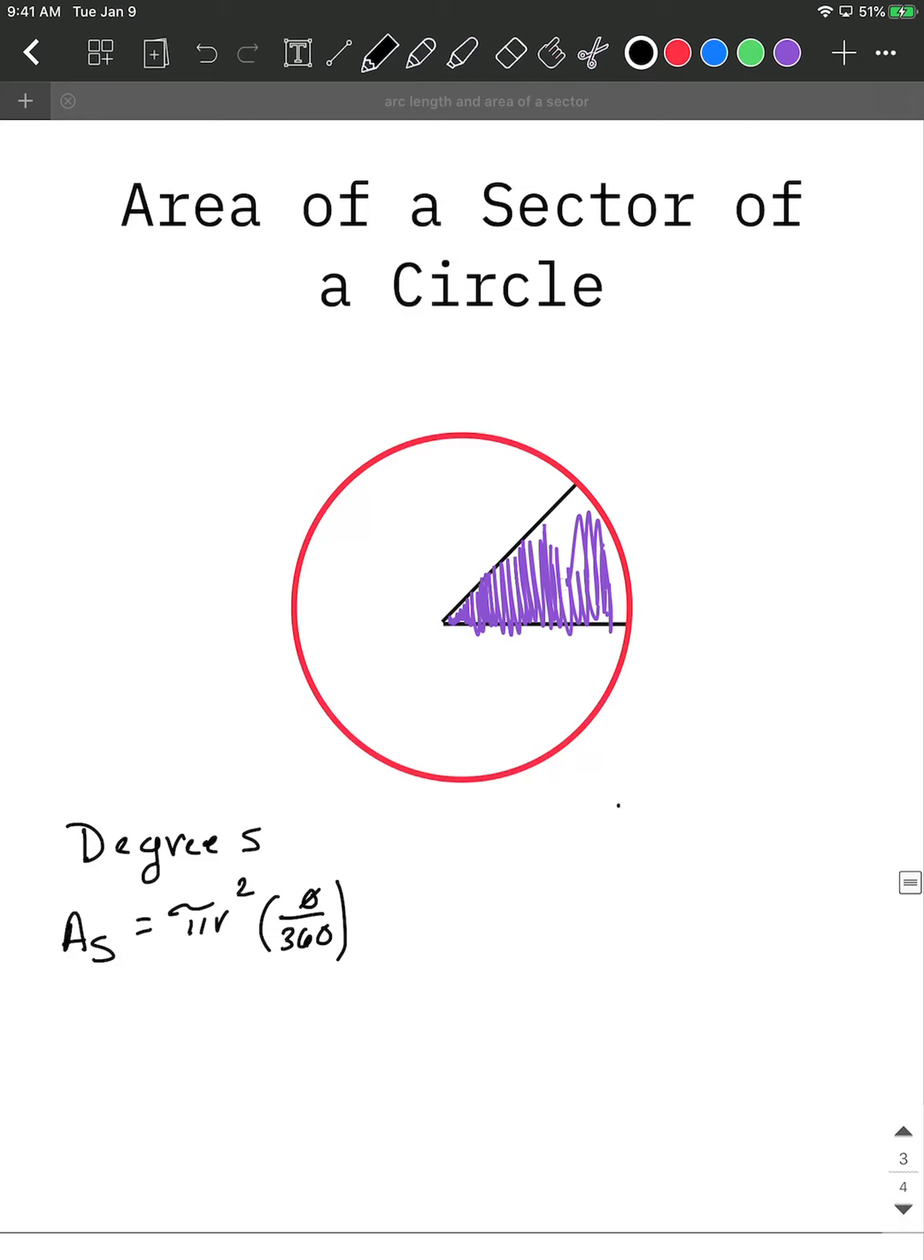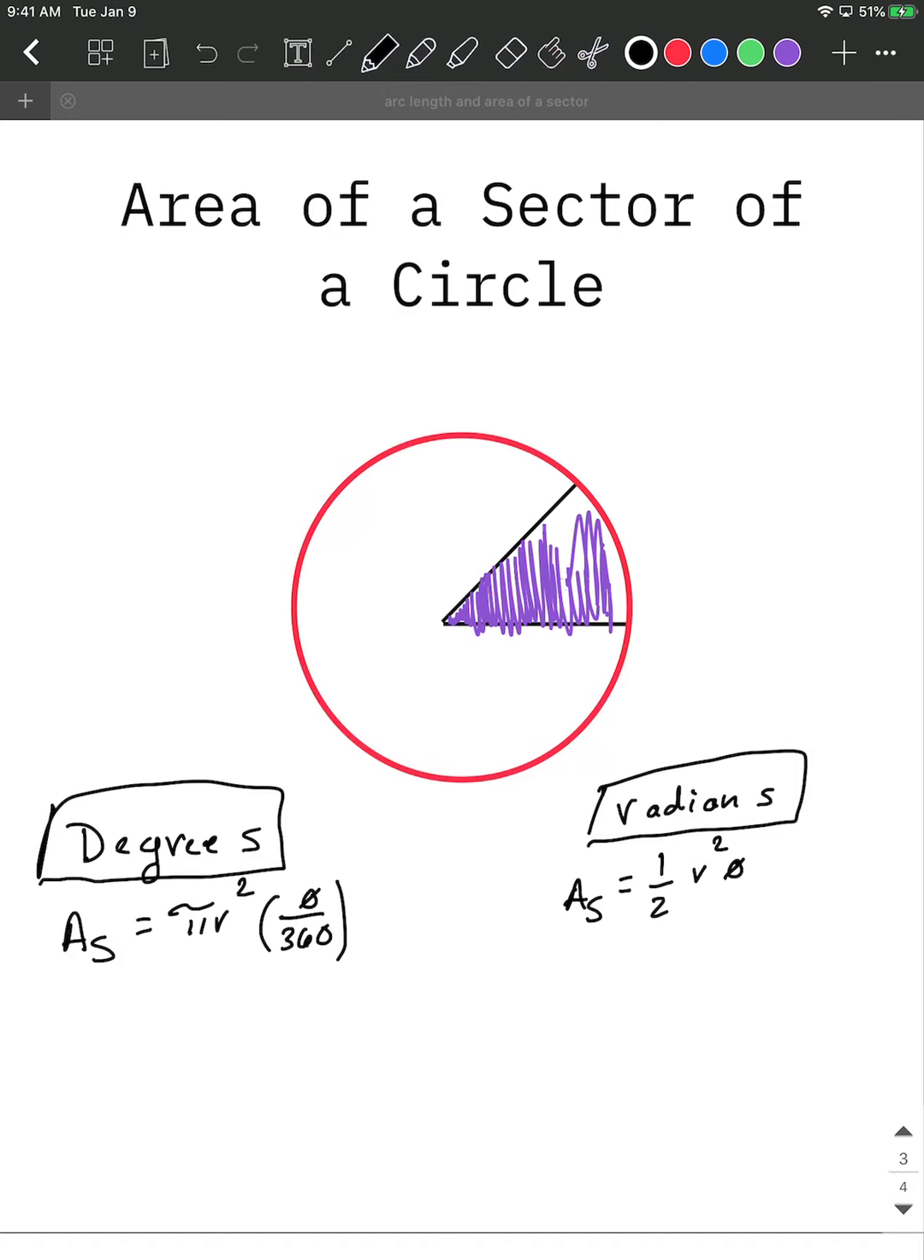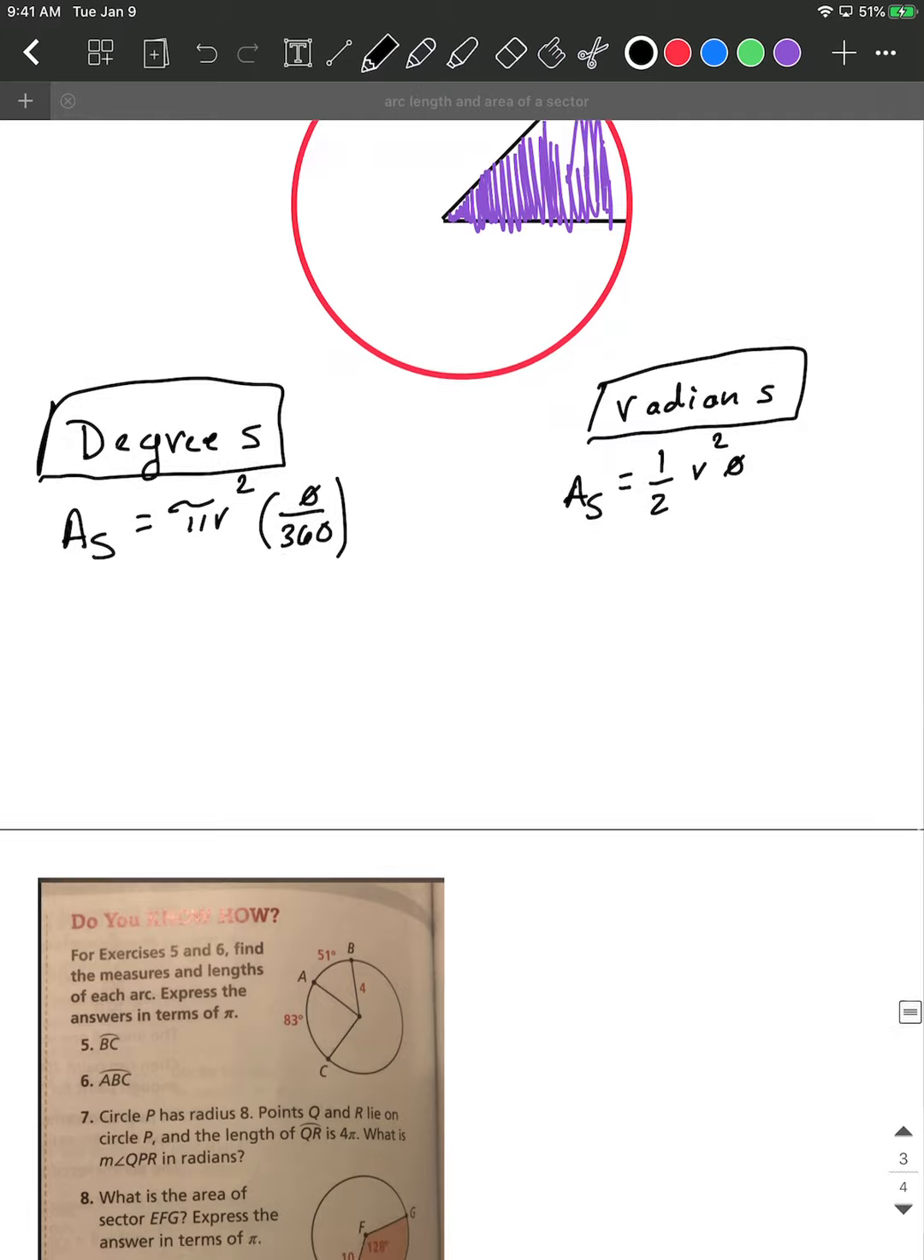For radians, the area of a sector of a circle would look like 1/2 r squared theta. It's essentially the same thing as what we were doing with finding arc length, but this is how it would be written. So these are the two formulas. Remember, one is for radians, the other is for degrees. Let's go ahead and see a practice problem, and we'll take a look at how we can compare them.